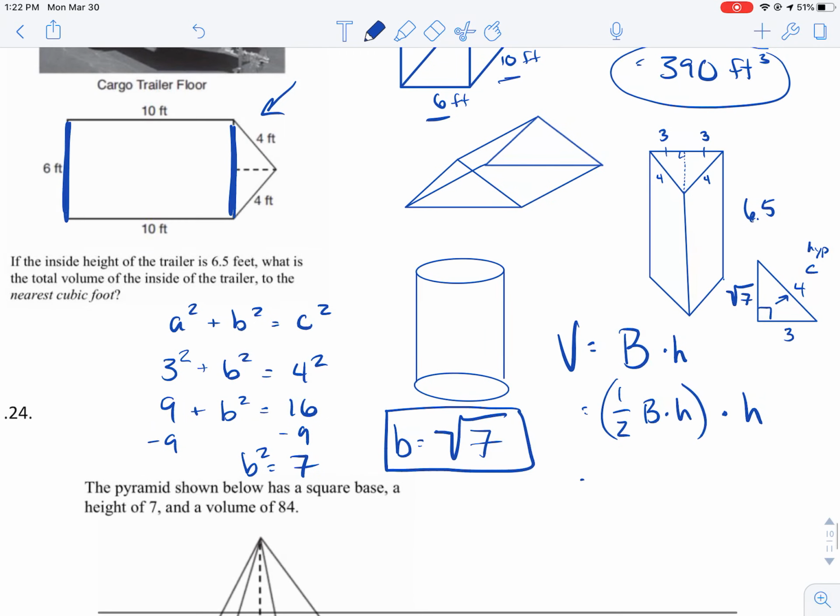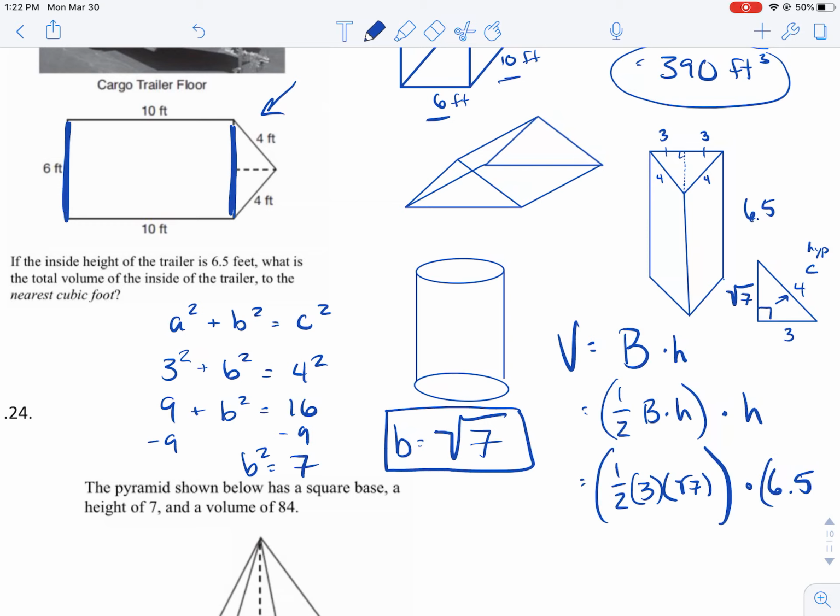And now we can finally find the area of that base. So it's going to be 1/2, our base is 3, and our height is the square root of 7. So that is our big B, the area of the base. Don't forget the area of a triangle is 1/2 base times height. And then now to find the full volume of this triangular prism, I need to multiply all that by 6.5.